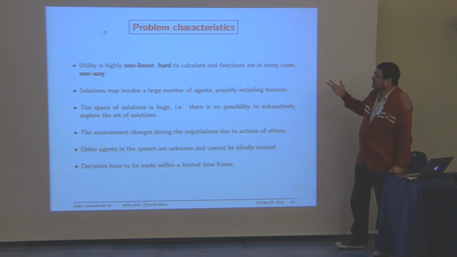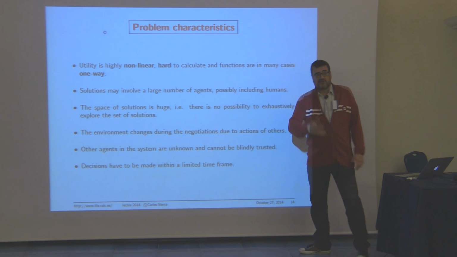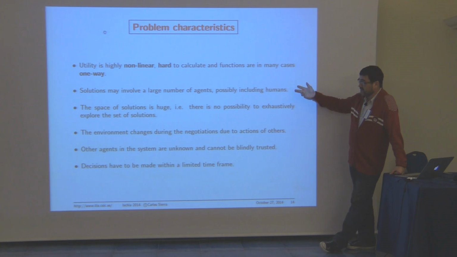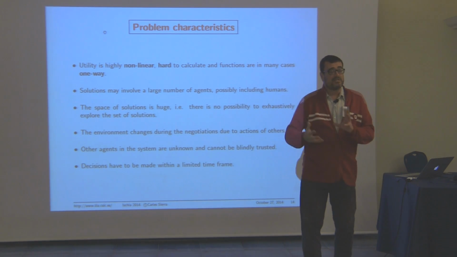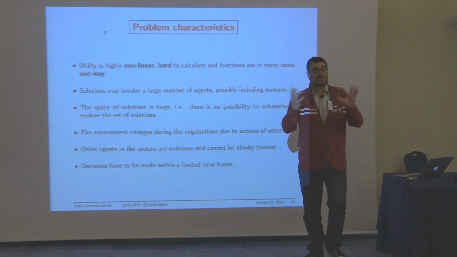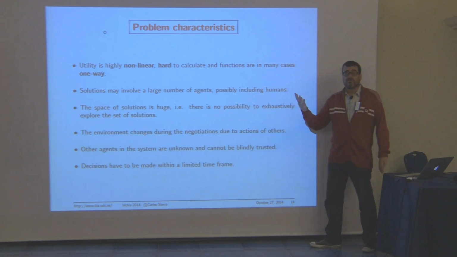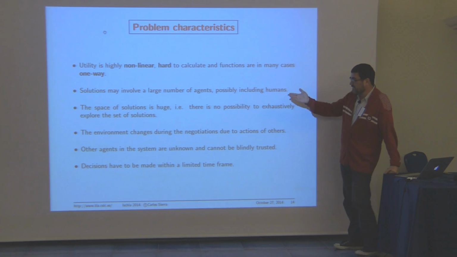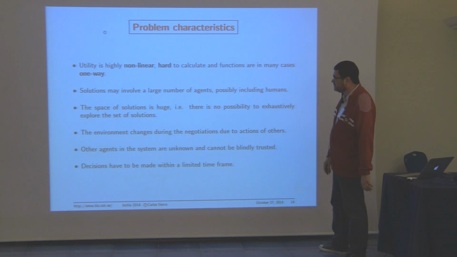Solutions may involve a very large number of agents, possibly including humans. So this is also part of the very challenging thing. I mean, in timetabling, you can have 50 teachers in a school. In trucks, you can have a large number of trucks. You have seven agents playing in Diplomacy. Some of them may be humans, and humans, as we know, are not necessarily rational in their behavior. So the outcome is very difficult. Game theory can be useful up to a certain extent because rationality cannot be assumed. So the space of solutions is huge. That's another thing. I said 10 to 100 in the case of Diplomacy. So there is no possibility to exhaustively explore the solutions.